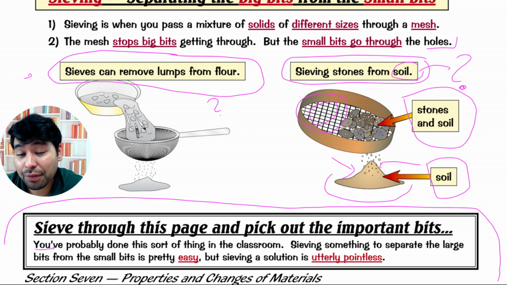Again, sieving a solution. Teacher, what was a solution? Solution was a mixture. Is utterly pointless. We have a very, very good new word here. Very new word. Utterly pointless. Easy is not a new word.